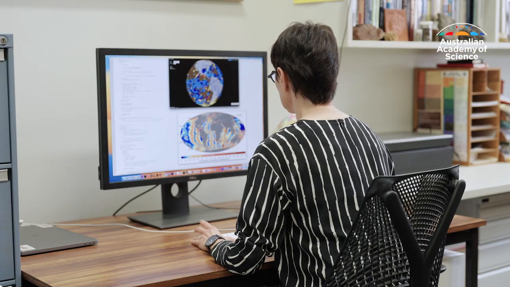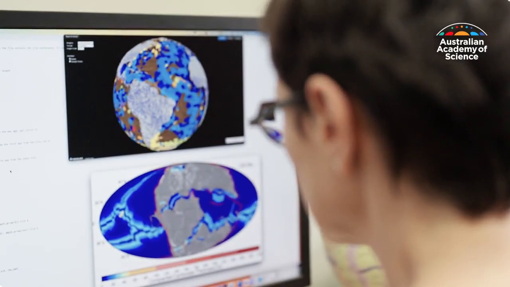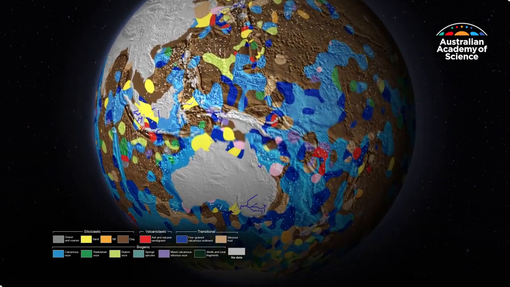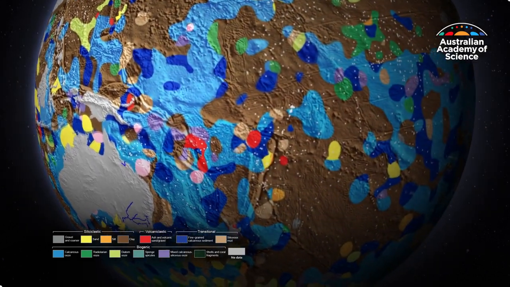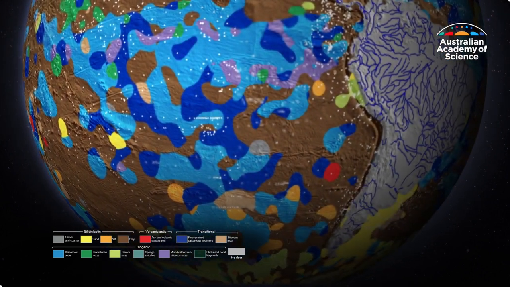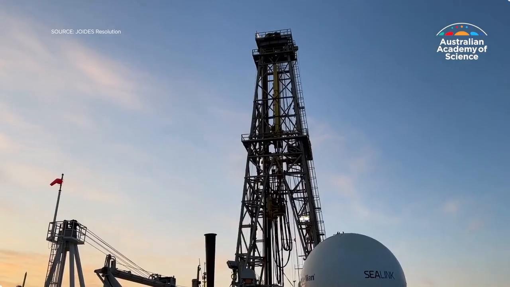But the data uncovered by Dr. Dutkiewicz and her colleagues revealed a much more detailed picture. So, in 2015, they unveiled this, the first comprehensive map of seafloor sediment. We use a very large data set. This is based on legacy data that have been collected over the last 50 years. This is an enormous treasure trove of data.